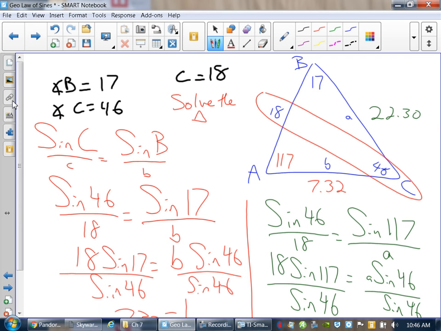All right. Another version of this is sometimes you have to find the angle. Okay. Let me show you how that one's going to work.